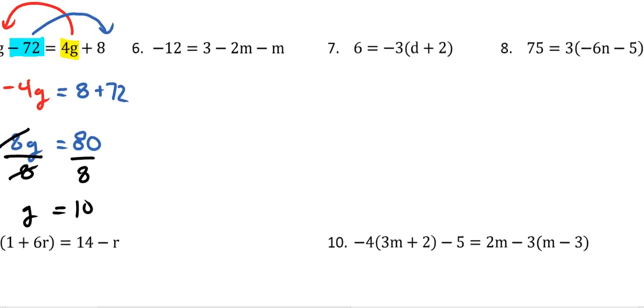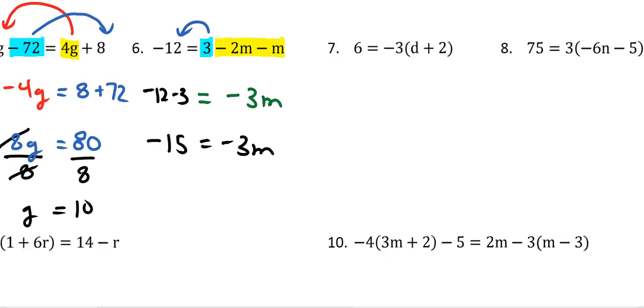Okay, moving on to question number 6 now. I see variables on the right-hand side, so let me just combine that. -2m minus m is going to be -3m. And then I have this 3 there, and I'll bring that to the other side, and that's going to be -12 minus 3. So that's going to be -15, and this is going to be -3m. And then I divide both sides by the -3. Those cancel, giving me an m, and this gives me a positive 5.